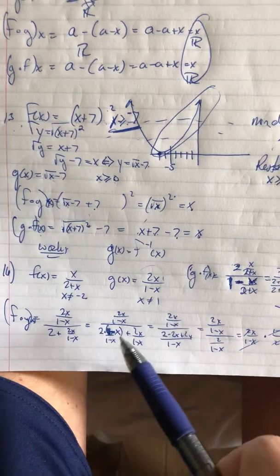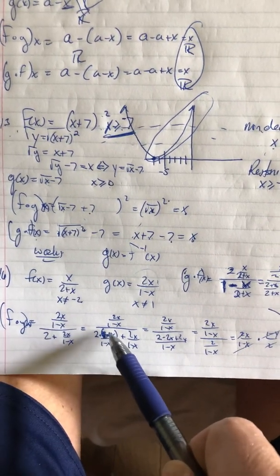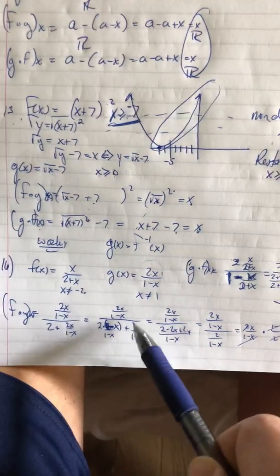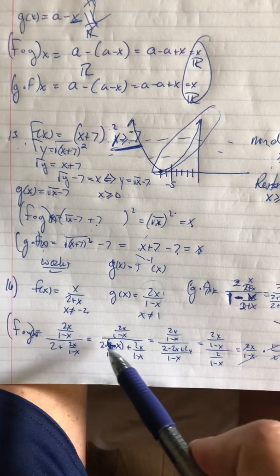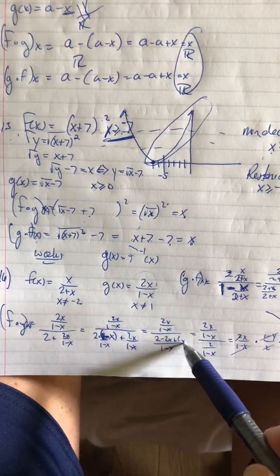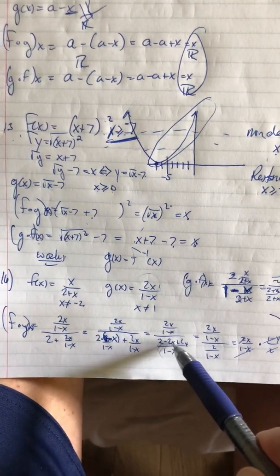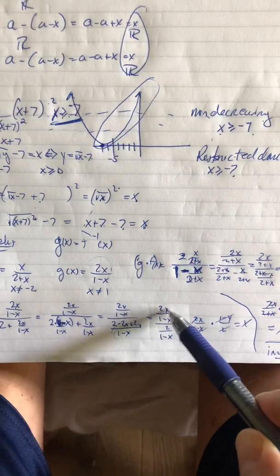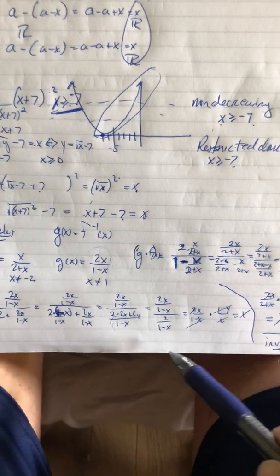Got to get a common denominator, so multiply top and bottom of this value by 1 minus x over 1 minus x. I now am able to distribute, and I have 2 minus 2x plus 2x, all over the common denominator. The 2x and the 2x eliminate, so I have 2x over 1 minus x over 2 over 1 minus x.